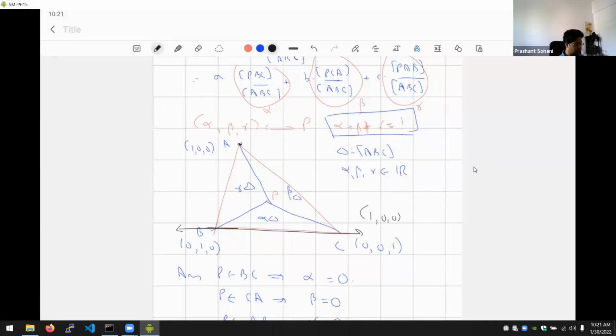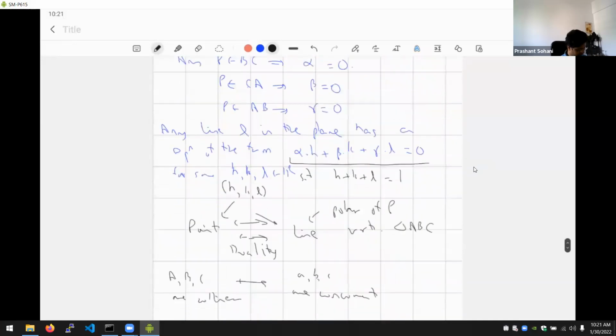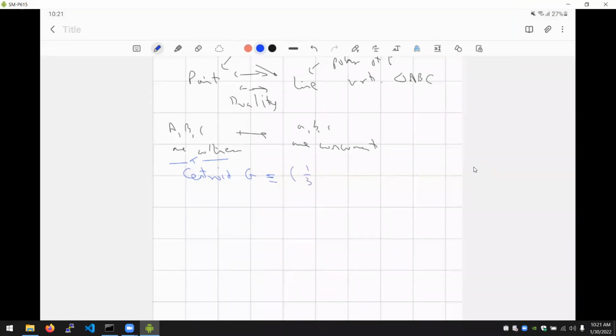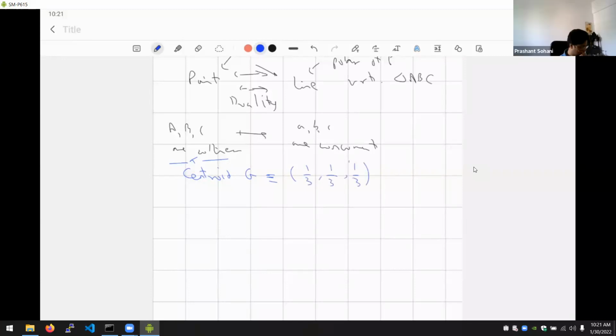But anyway, I want to focus our attention on some of the special points in the plane, like the centroid, orthocenter, circumcenter, and what are their barycentric coordinates. So what about the centroid, for example? I think we've already done this. So centroid G, what are its barycentric coordinates? 1/3, 1/3, 1/3. Correct. Because all the three triangles have the same area, PAB, PBC, and PCA. What about the incenter?